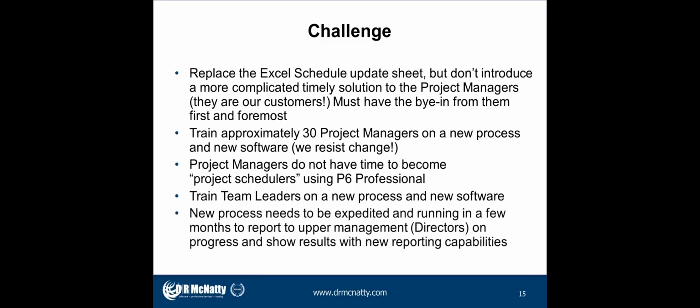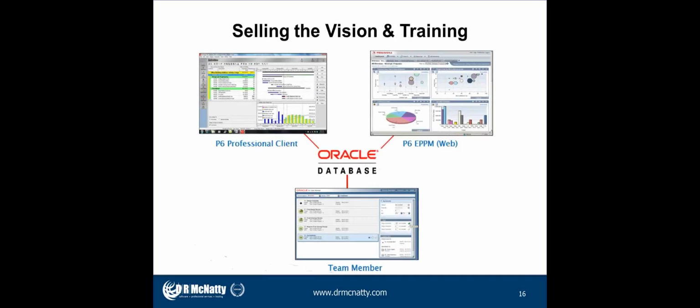And the new process needs to be expedited and running in a few months to report to their upper management or their directors on the progress and show results with new reporting capabilities. Our time frame was about 4 months for our implementation schedule. So we had to move on this pretty quick. So next, what I get into is what we call selling the vision and training. And these are the 3 main components that we're using.